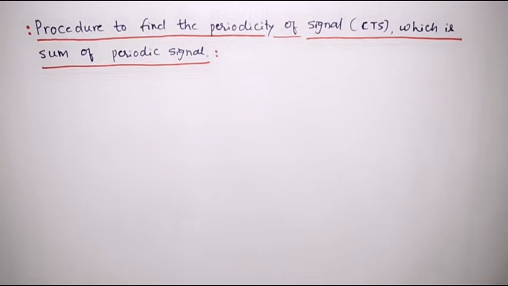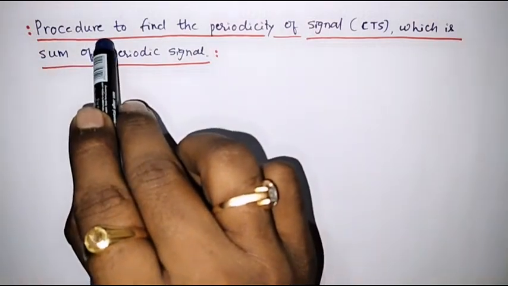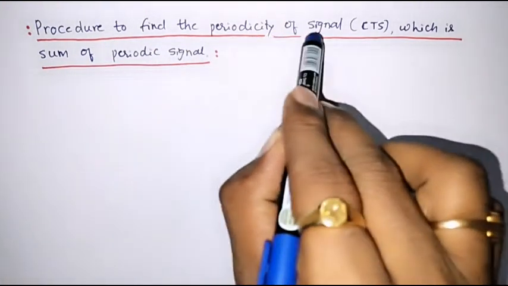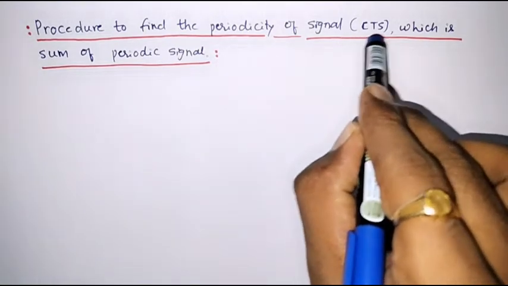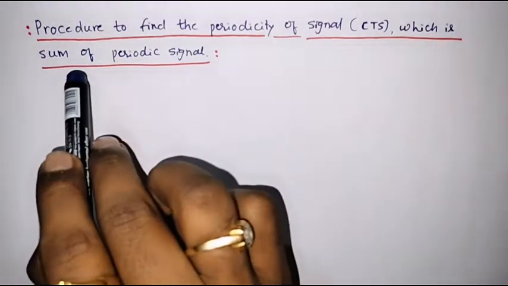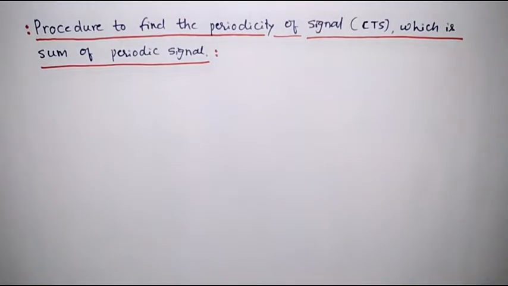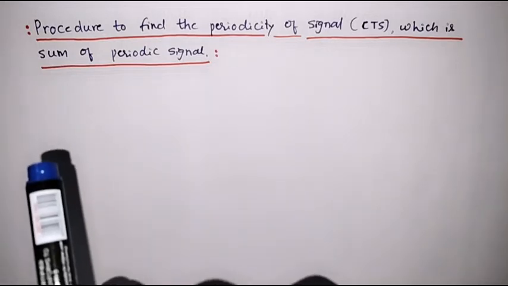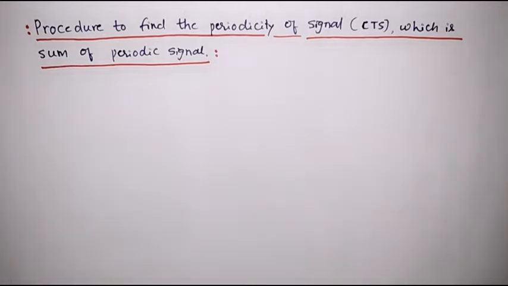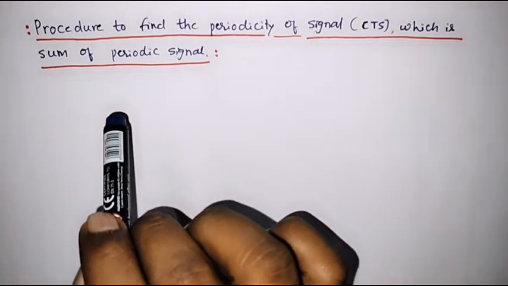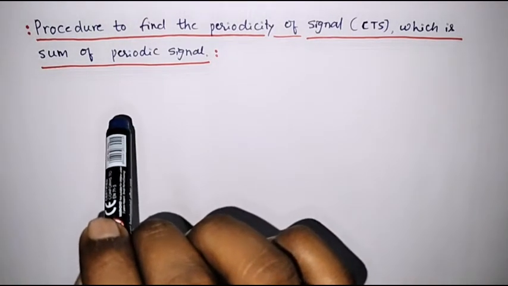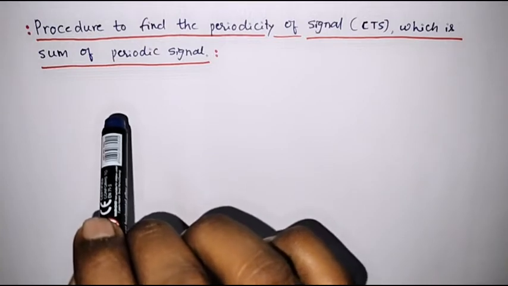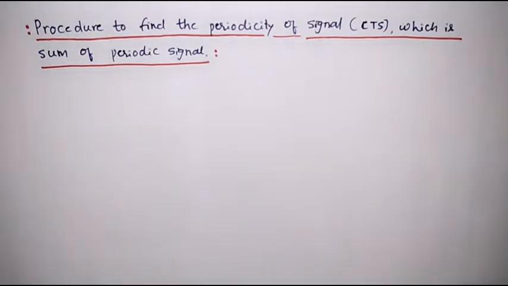In this lecture, we'll study the procedure to find the periodicity of a continuous time signal which is the sum of periodic signals. In my last lecture, we studied how to calculate the periodicity of an individual signal. So in this case, we'll assume the signal is made of a few different signals and all those signals are periodic signals.